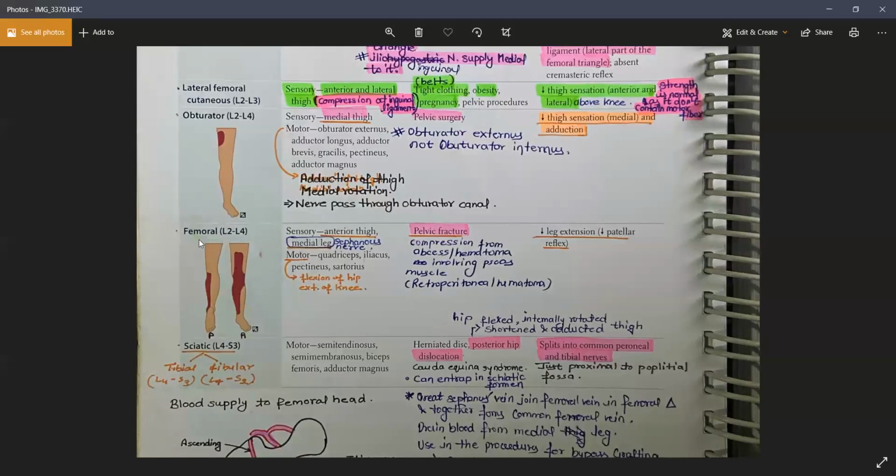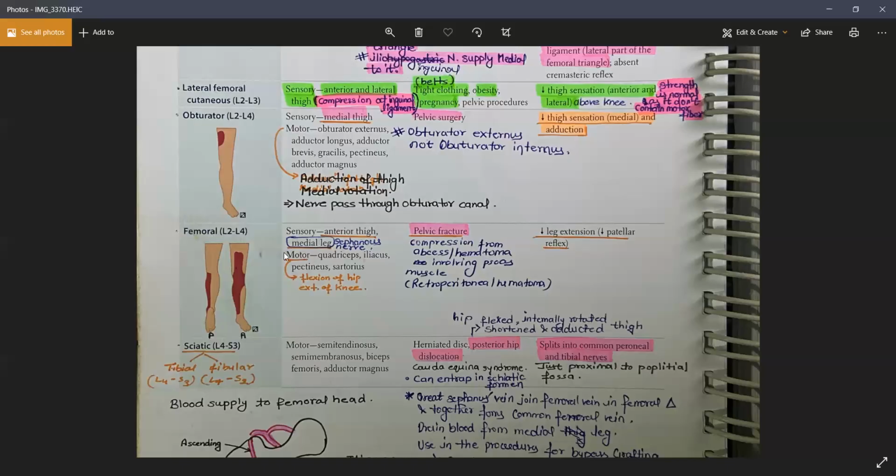Then you have the femoral nerve, which originates from L2 to L4 again. It supplies your anterior thigh: lateral thigh for the lateral femoral cutaneous nerve, anterior thigh for the femoral nerve, as well as the medial side of the leg. So you have the anterior thigh and the medial leg. The medial side of the leg is supplied by another branch of this femoral nerve, which is known as the saphenous nerve. The saphenous nerve is a branch of this femoral nerve, and it supplies the medial side of the leg.